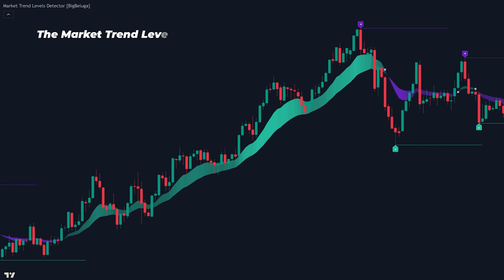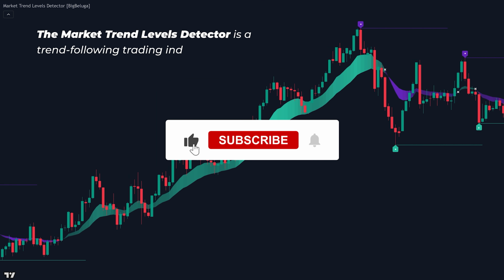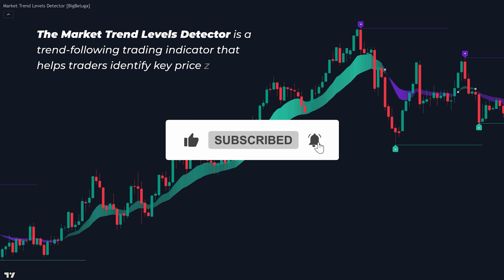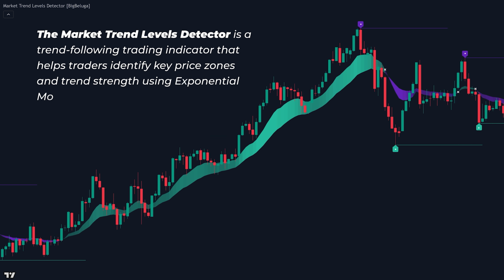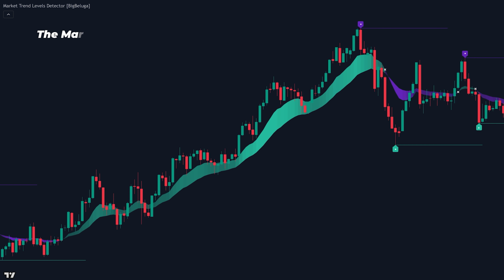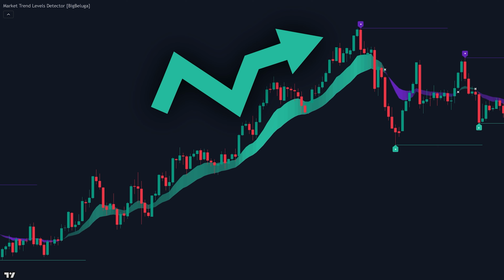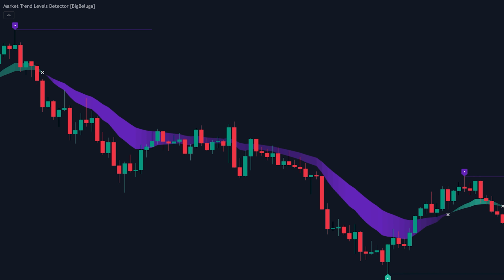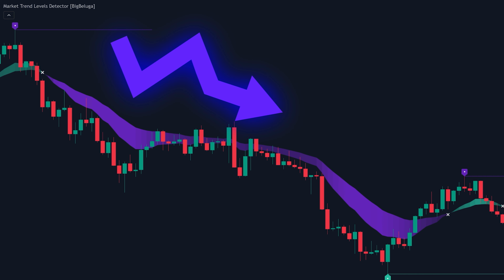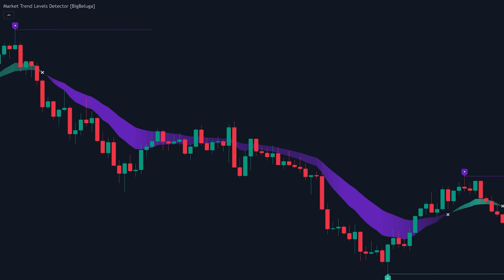The Market Trend Levels Detector is a trend-following trading indicator that helps traders identify key price zones and trend strength using exponential moving average crossovers. Basically, what this indicator does is to confirm trend directions. When the Market Trend Levels Detector shaded area is green like we have over here, then price is in an uptrend and we can watch out for buy positions. When the shaded area is purple, like we have over here, then we can say the price is in a downtrend and we can watch out for sell positions.